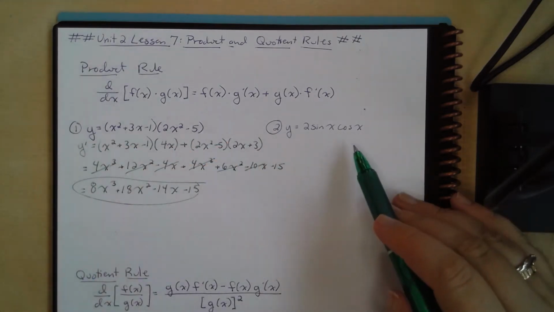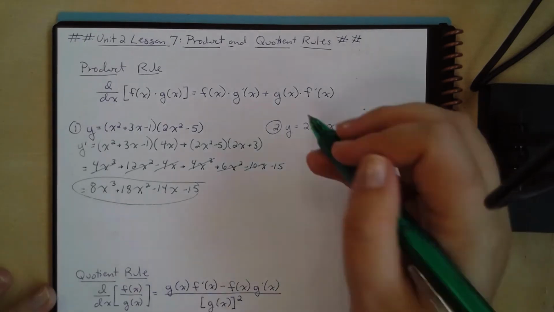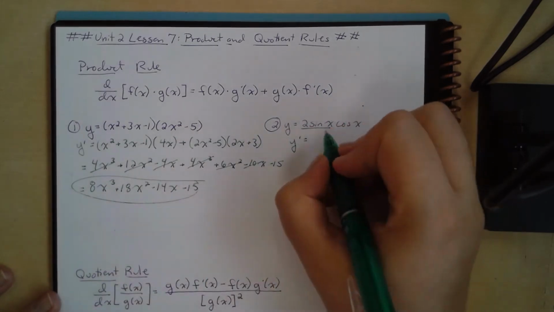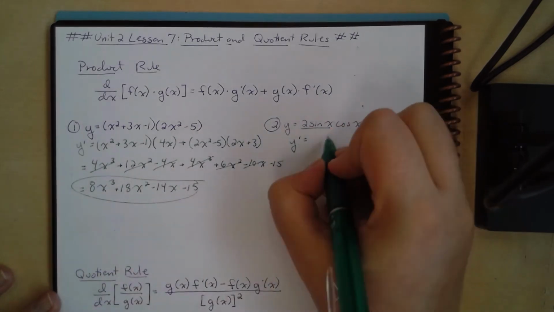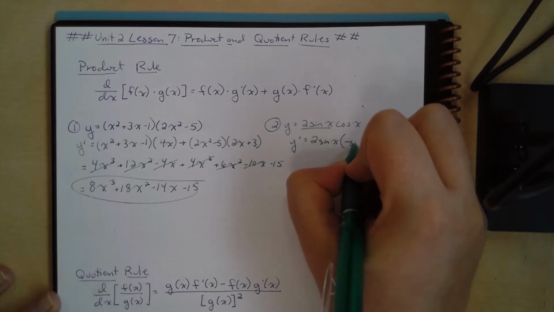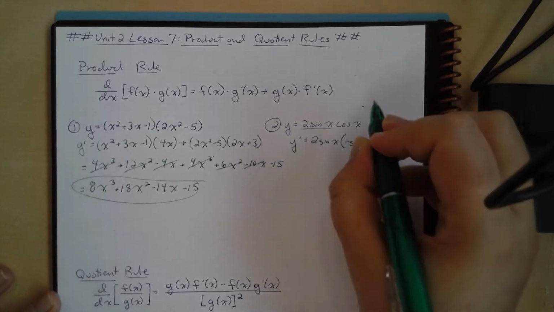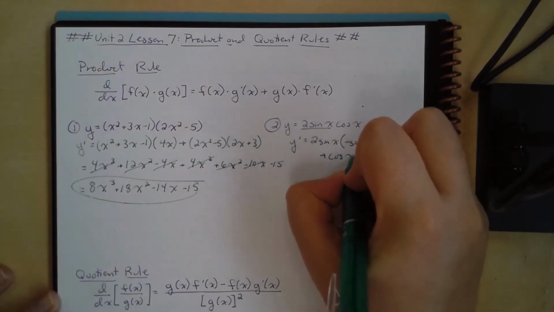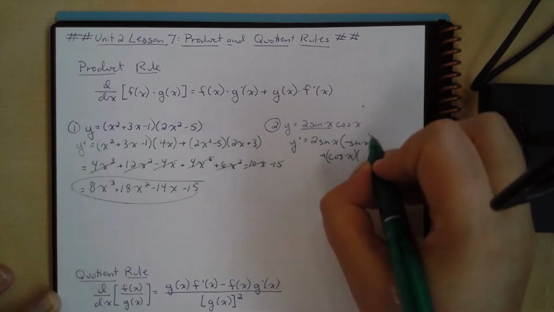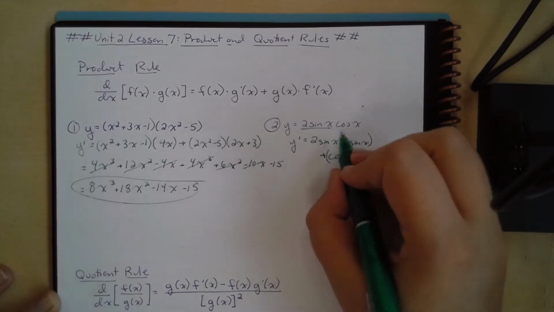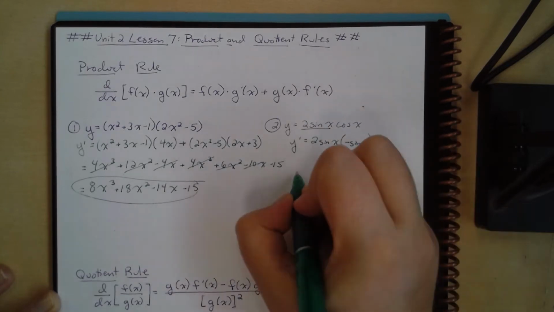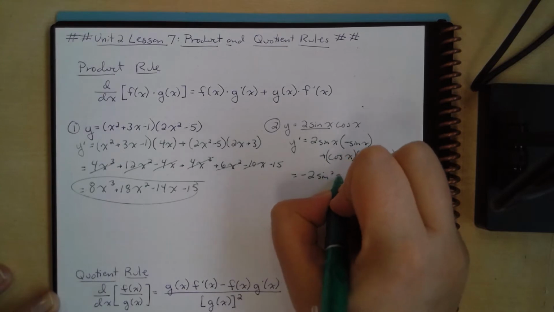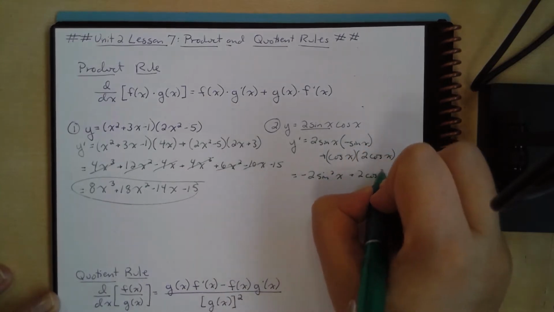All right, let's look here at the trigonometric one. We've got y equals 2 sine x cosine x. Well, y prime is just going to be our first, which here is 2 sine x, times the derivative of our second. The derivative of cosine is negative sine x. Plus the second, cosine x, times the derivative of the first, which is just going to be 2, and the derivative of sine is cosine x. So then it looks like we're going to have negative 2 sine squared x plus 2 cosine squared x.